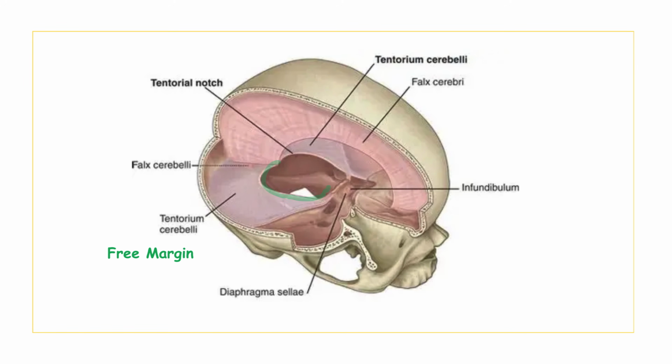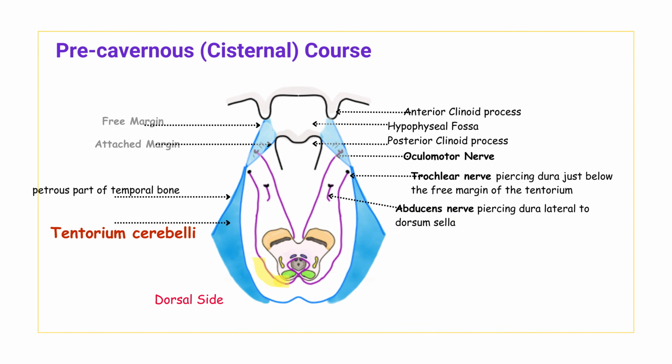The free margin, on the other hand, is the medial sharp crescent-shaped edge of the tentorium that you can see in the diagram. And this free margin forms the tentorial notch through which the midbrain passes to connect the cerebrum with the brainstem. Now, this relationship is very important. The trochlear nerve, after emerging dorsally and wrapping around the midbrain, runs just beneath the free margin of the tentorium cerebelli before piercing the dura. Because the free margin has this sharp dural edge, the trochlear nerve is particularly vulnerable to stretching and compression at this point, especially in trauma or raised intracranial pressure.